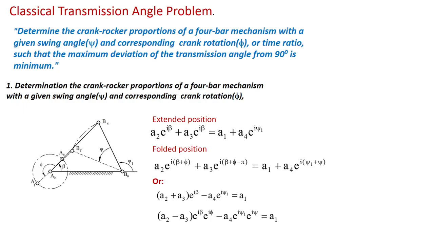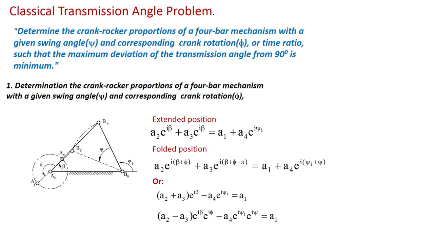It doesn't matter. Now, in this case, I have two complex equations, which means four scalar equations. I have, as unknowns, A2, A3, A4, beta, psi 1. So you have five unknown parameters. This means I have a singly infinite set of solutions, a set of proportions of a four-bar mechanism that will satisfy a given swing angle and corresponding crank rotation phi. So I have to search for solutions from a singly infinite set.